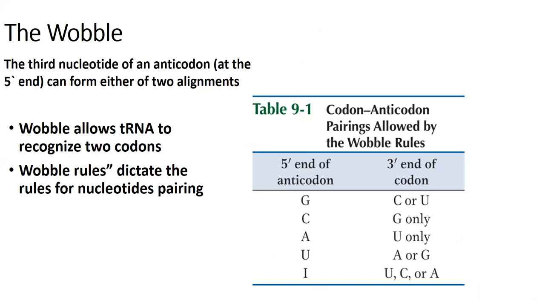So wobble rules dictate which nucleotides can and cannot form hydrogen bonds with alternative nucleotides through wobble. For example, in this table, the letter I stands for inosine, which is one of the rare bases found in the transfer RNA, often in the anticodon. So G in the anticodon can pair with C or U, and similarly C in the anticodon can pair with G only, U can pair with A or G, and I can pair with U, C or A.